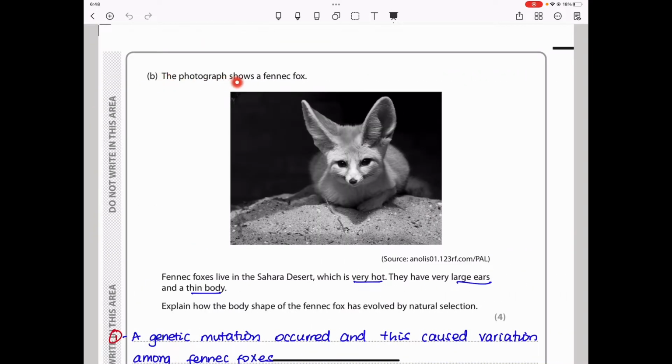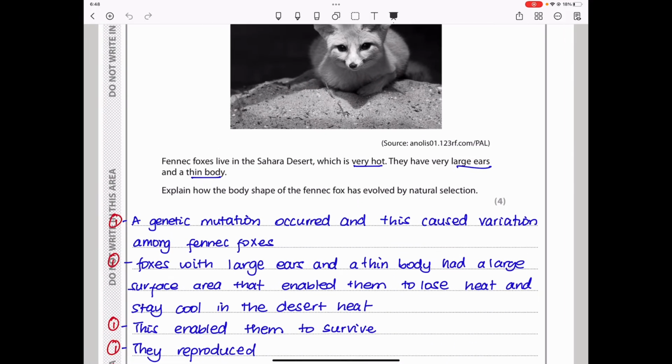So this photograph shows the fennec fox, as we can see here. So let's see, they say, fennec foxes live in the Sahara Desert, which is very hot. They have very large ears and a thin body. Remember, large ears, thin body, very hot. Explain how the body shape of a fennec fox has evolved by natural selection.